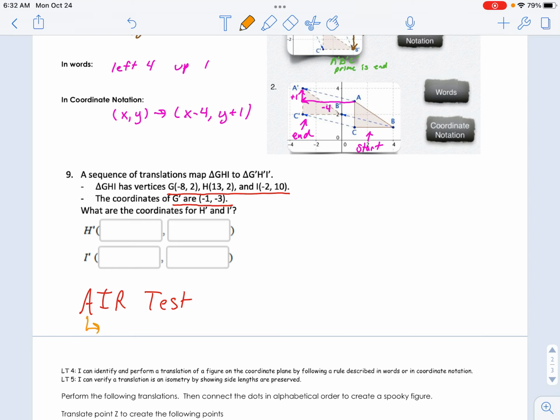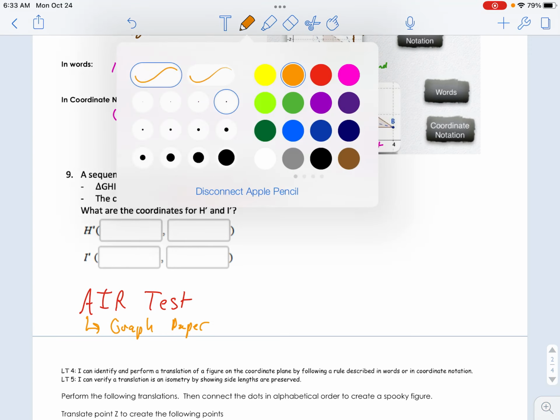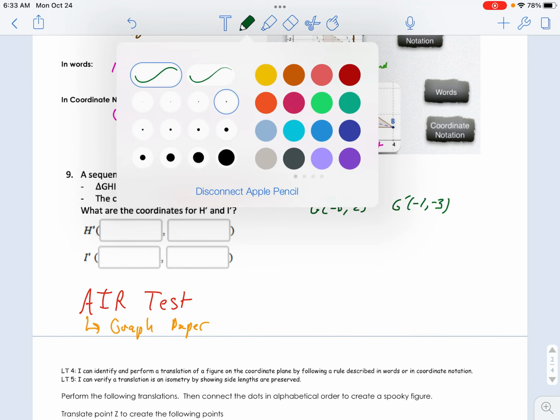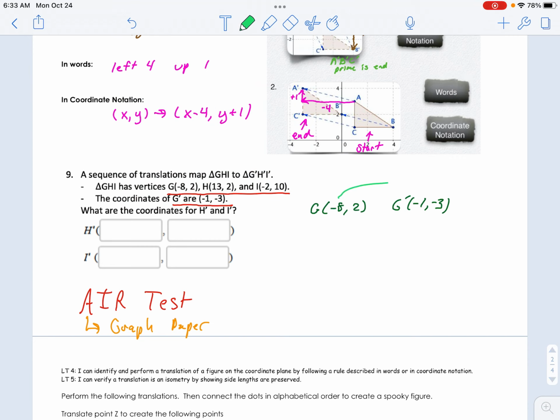So when you take the AIR test, you have graph paper. So you could graph this as much as you wanted to. There's also Desmos. You can graph in Desmos. However, I would just use the algebraic techniques that we've been using. So what I would do is say, well, if G is negative 8, 2, G prime is negative 1, negative 3. Again, we can just figure this out without graphing and say, okay, negative 8 to negative 1, what did I do there? I plus 7. 2 to negative 3, I minus 5. All right, so then I can say, well, this is my coordinate notation.